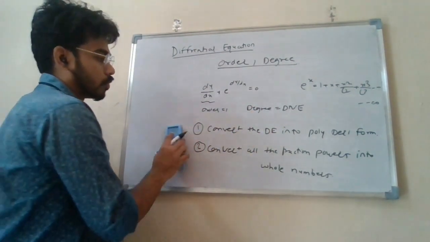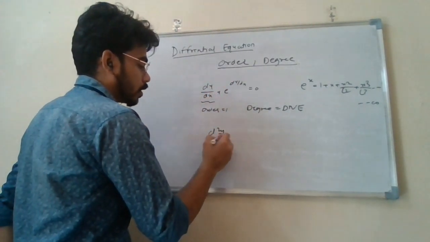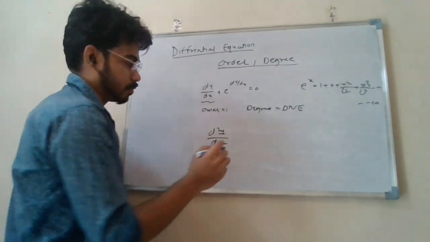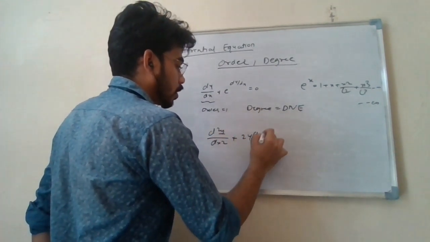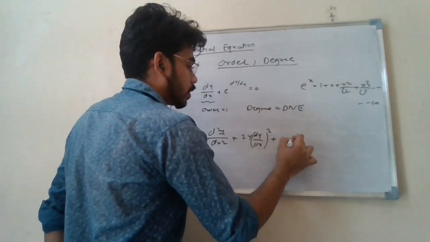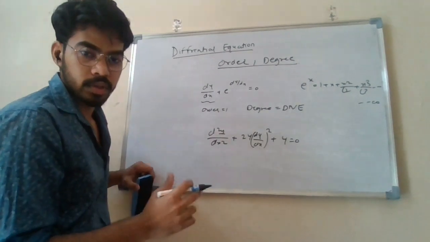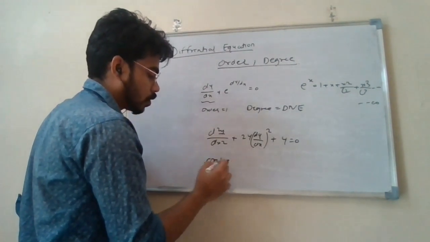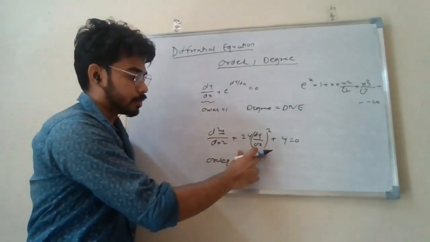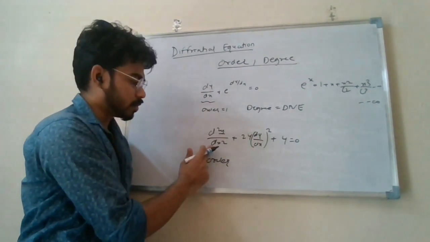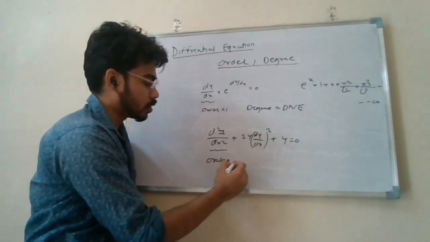Let us do a few examples. Suppose I have a differential equation like this, d2y by dx square plus 2y times (dy by dx) to the power 2 plus y is equal to 0. I take very simple examples. We have to find out the order and degree of the differential equation. Clearly see that the order is the highest order derivative. Here is my first order derivative, here is my second order derivative. So the highest order derivative is the second, which means the order is 2.